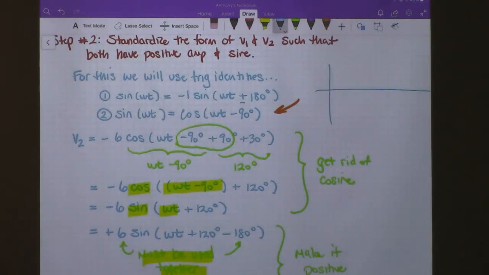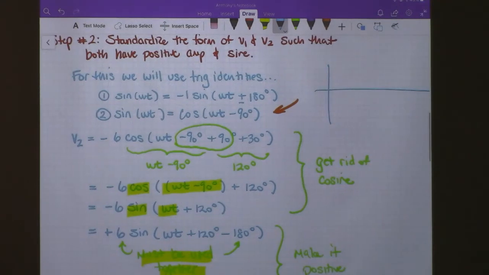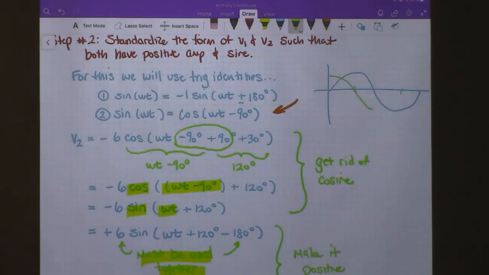So a sine starts at 0, so it looks like this. A cosine starts at 1, so it looks like this. Now, therefore, you can see that a 90-degree shift would make the sines and the cosines line up with one another. So we need to apply both those trig identities in order to get this into the right form.